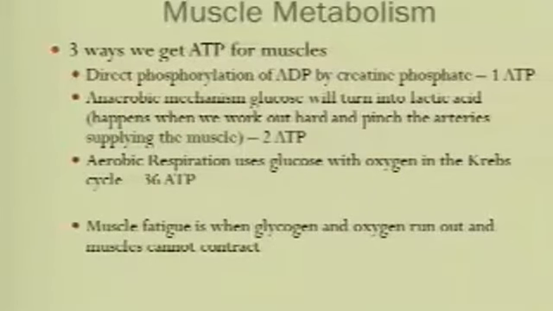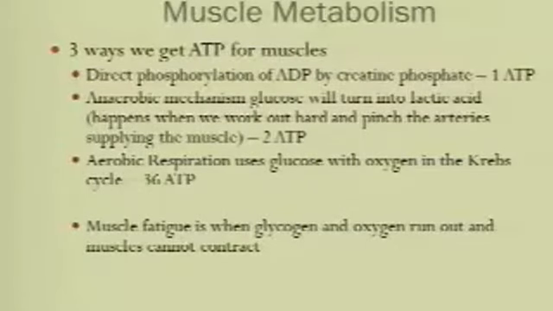In muscles, we've got 3 ways to create ATP. The first one sounds really fancy, but it's actually pretty commonsensical. Direct phosphorylation means we send a phosphate to ADP by creatine phosphate. You may have heard of that. That's one of the main suppliers of energy to muscle. And we turn ADP into ATP. Now, the thing with this energy supply is it's only good for short bursts of energy.